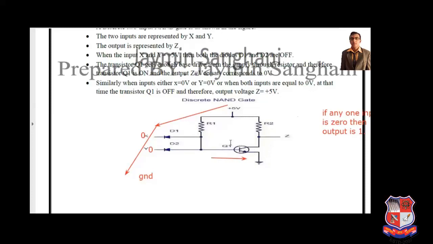Means base of the transistor can be applied at 0 volt. Now I will explain this fundamental concept. See this very carefully. If we can apply here 0 volt, see this.